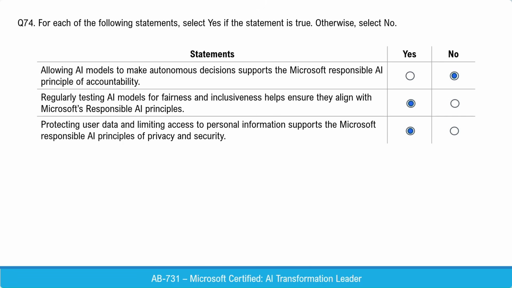Statement 1 says allowing AI models to make autonomous decisions supports the Microsoft responsible AI principle of accountability. And this is incorrect. Allowing AI systems to make fully autonomous decisions does not support accountability. In fact, accountability requires human oversight. Organizations must remain responsible for decisions made by AI systems. This means there should always be mechanisms for humans to monitor, review, and intervene when necessary. Fully autonomous decision making without oversight can increase risk and reduce trust.